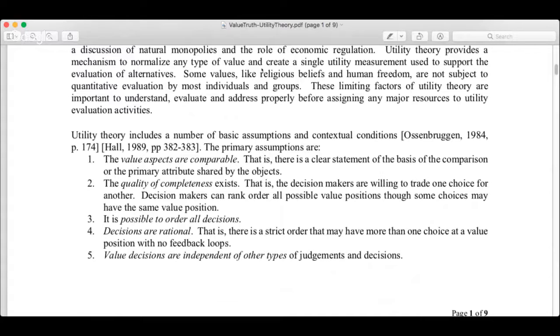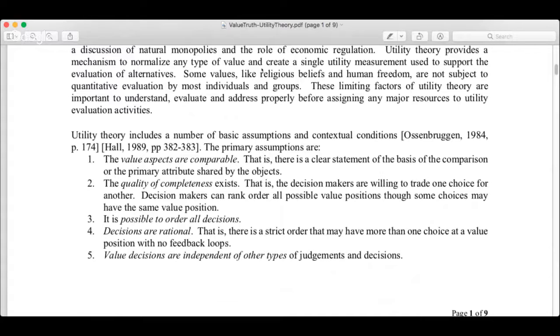And then number 3, it's possible to order all decisions. So essentially, in utility theory, you're making a decision about where things go in the order, and so it's possible to order them all, except the ones that are equal. And that's kind of implied in number 2, but the ones that are equal, we'll talk about that. And the implication in ordering and decision theory.